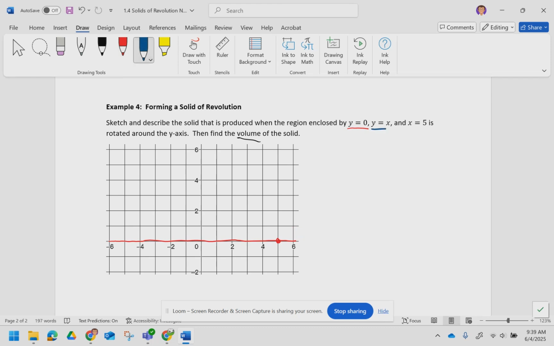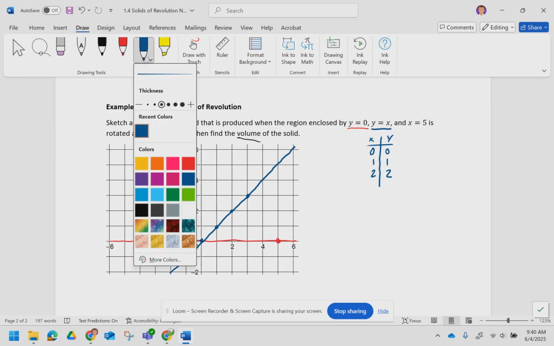All right, let's get y is equal to x. Well, a simple table could tell us that if x is 0, y is 0. If x is 1, y is 1. If x is 2, y is 2. So whatever x is, y is going to be. So with just those values from the table, if we put those in, there's a very clear pattern that is created from that.